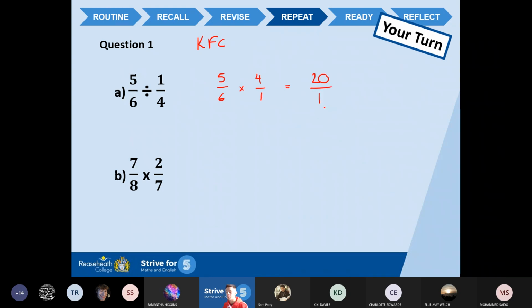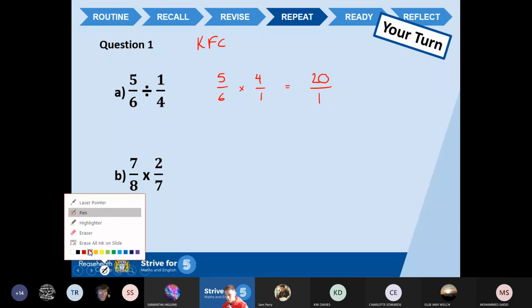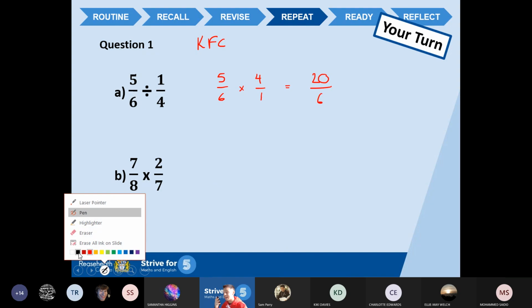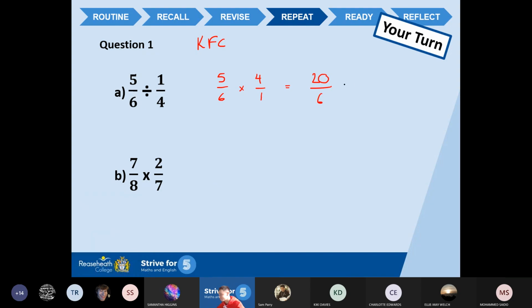Now, you guys know what I'm going to say here. Let's go one step further and work that out as a mixed number. Why have I put over 1? Why have I done that? There we go. Should be over 6, shouldn't it? 6 × 1 is 6. Panic over. Don't worry. I do know what I'm doing. Now I can look at it and think, right, mixed number.